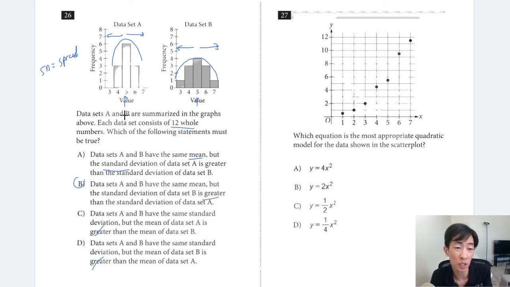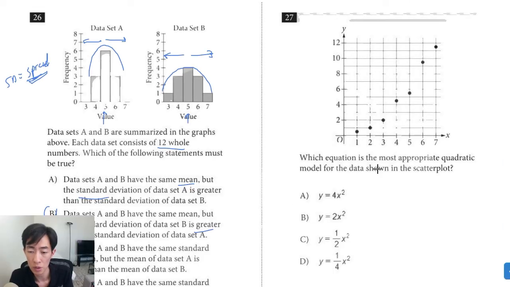So far up to this point, I've never seen the SAT ask you to calculate a standard deviation. That could change as the test gets harder, but for now, standard deviation, if you think of it as spread, you can kind of just visually assess by looking at the graphs.